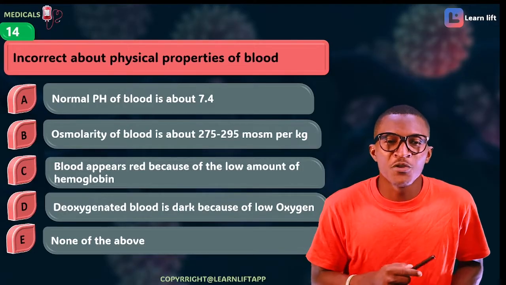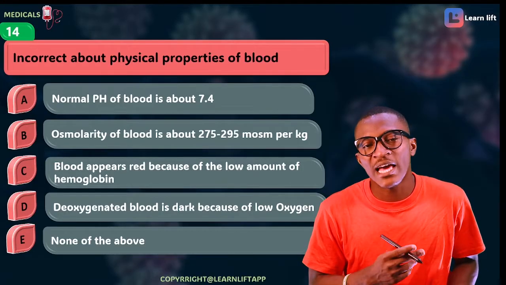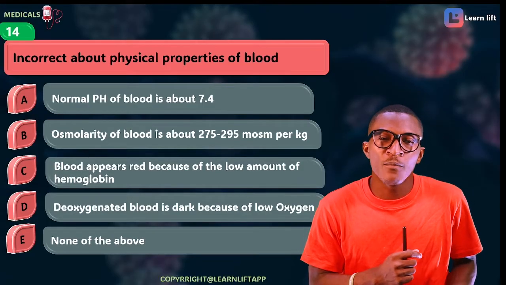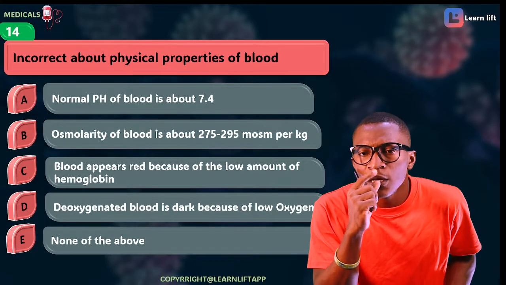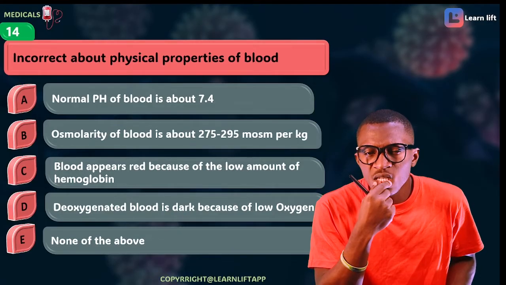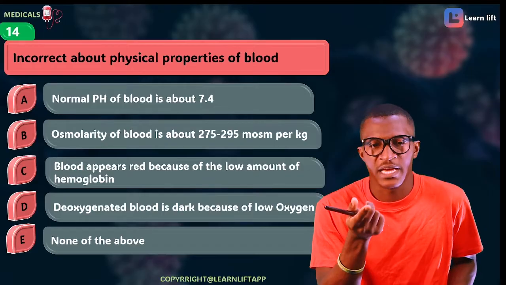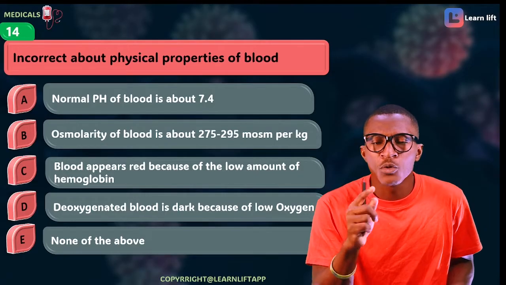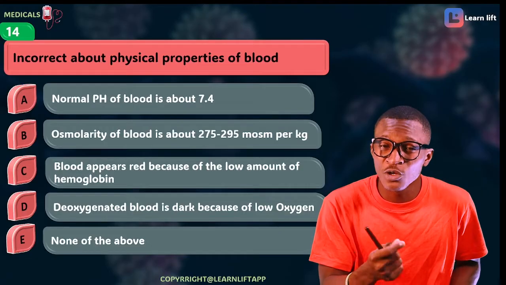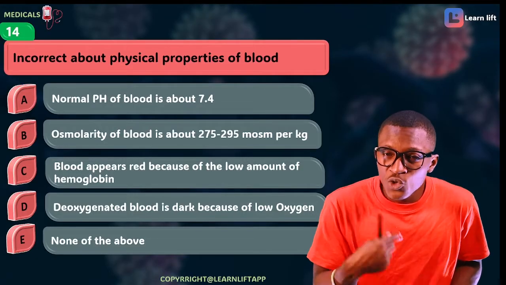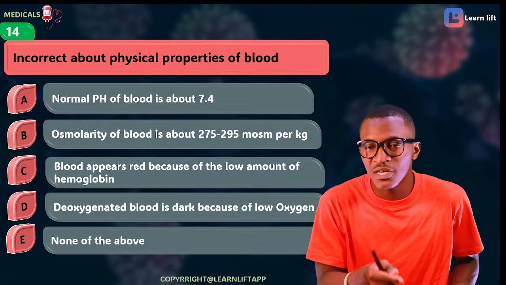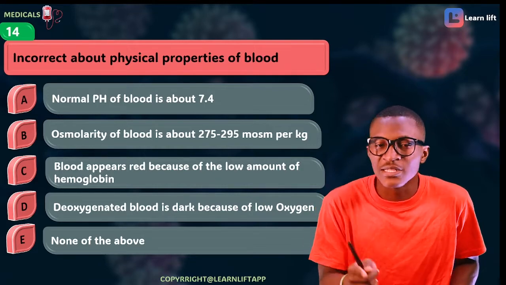Of course, the pH of blood is 7.4, which is slightly alkaline. B said the osmolarity of blood is 275 to 295 milliosmoles per kilogram. Yes, because that's the osmolarity of blood. C said blood is red because of low amount of hemoglobin. No, blood is red because it carries oxygen, and oxygen binds with hemoglobin. So that means it has excess hemoglobin for the oxygen to bind. That's why blood is red. So option C is not correct.